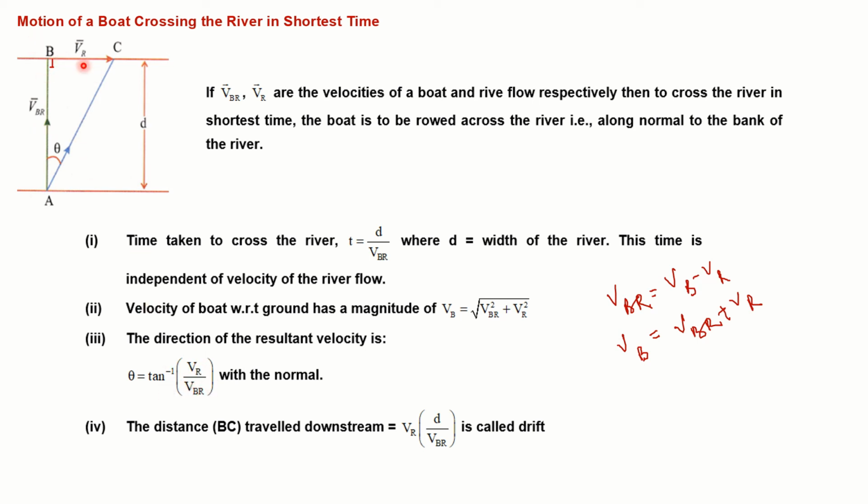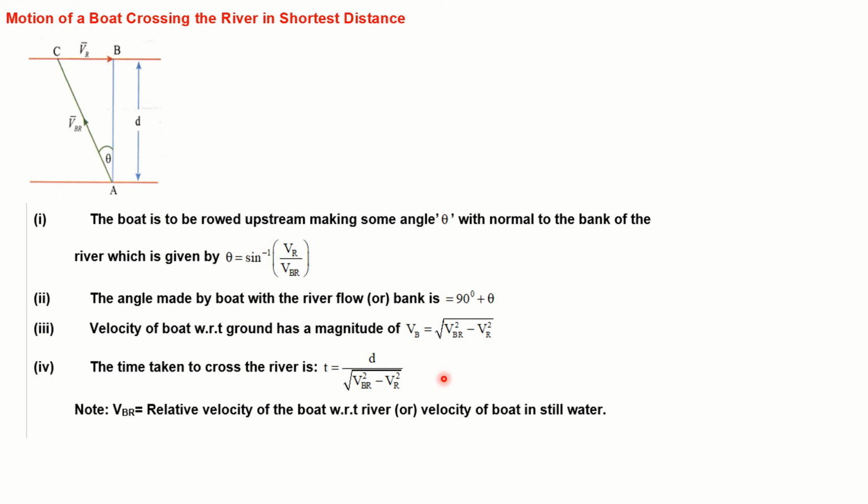And students, how to find the drift? How to find this BC? The distance BC traveled downstream is equal to how much, students? VR, the velocity of the river, into how much time? Distance means velocity into time. So the time is d by VBR. This is called the drift. In this way, in this case, we have to calculate the drift.